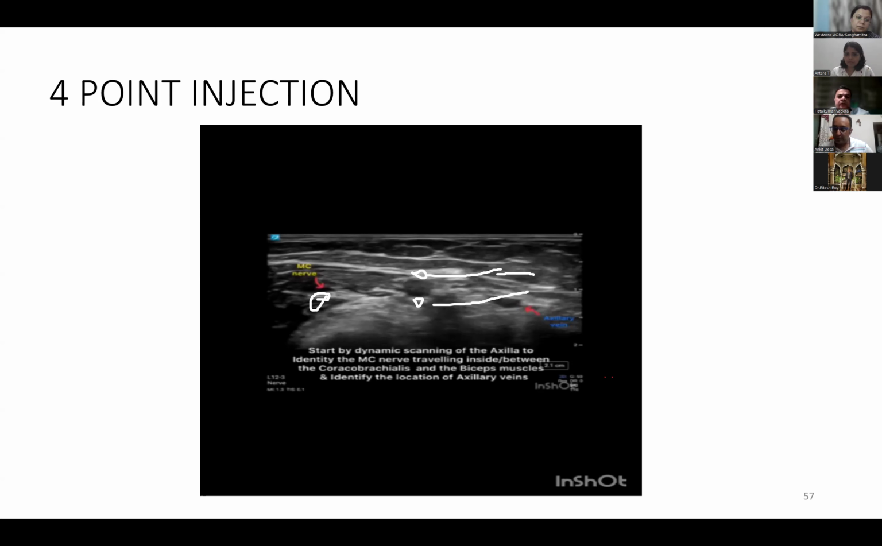So, Antara, why Antara, you? Yeah, sir, go on, someone go on. Yeah. So, Antara, why did you choose the pericoracoid approach over the other approaches?